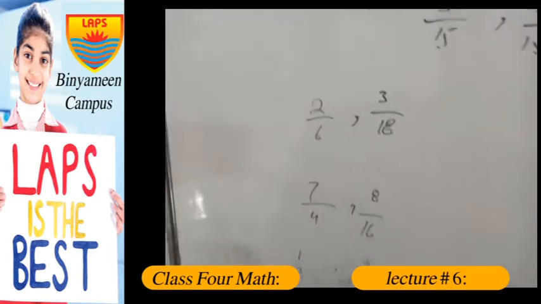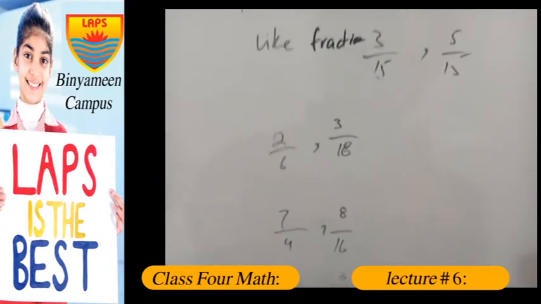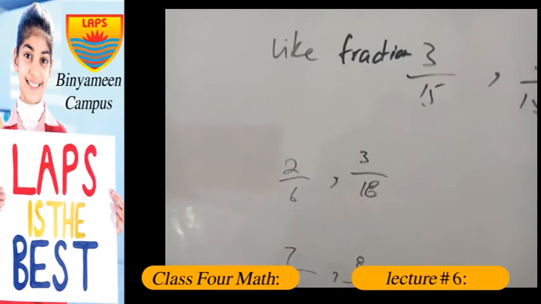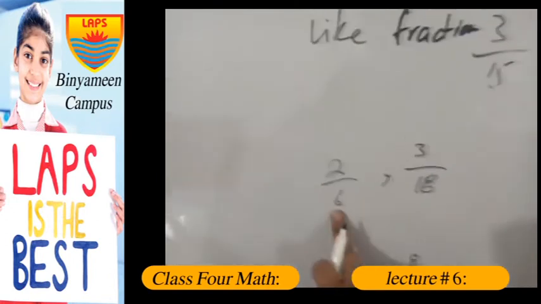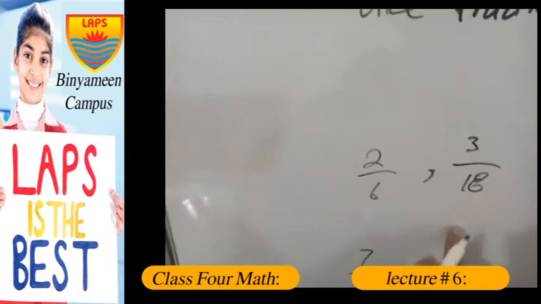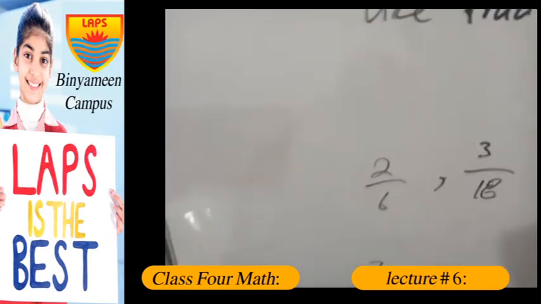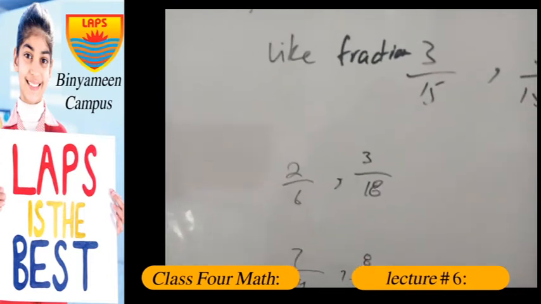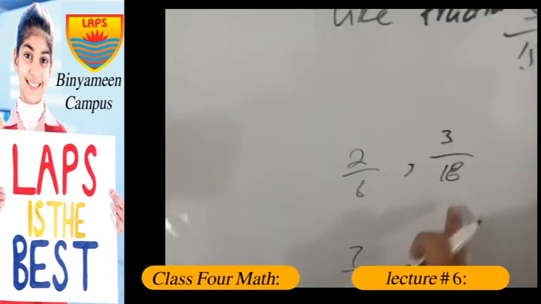Now I have written here some of the fractions which are not like fractions, but we have to make them. Like the first one here says 2/6 and 3/18. Now we have to check whether 18 is a multiple of 6 or not. If it is, then we can make them like fractions. Otherwise we have to find their LCM to make them like fractions. Luckily 18 is a multiple of 6.